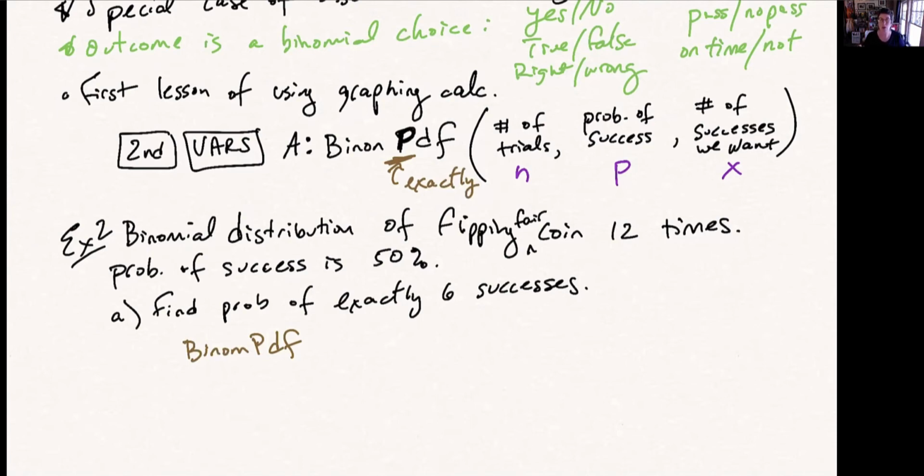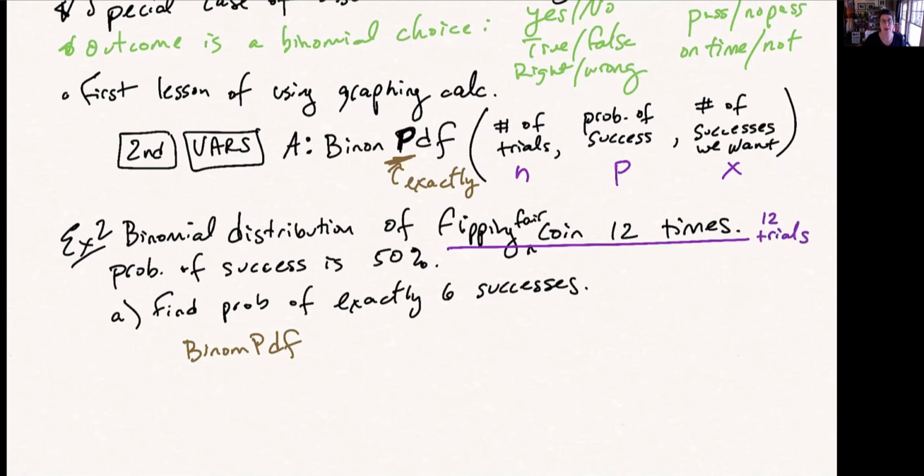Okay, and that's the difference between the two. The P means you're looking at exactly a certain number of successes. So I need to figure out what's my N, what's my P, and what's my X. So for this one, I'm flipping a fair coin 12 times. This tells me my number of trials. That means I have 12 trials.